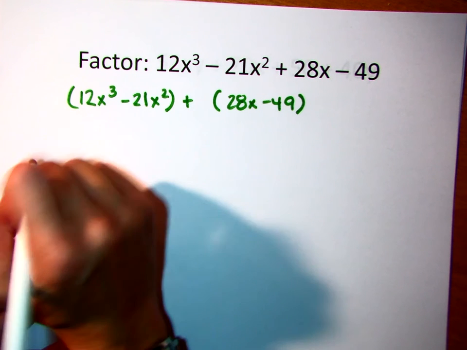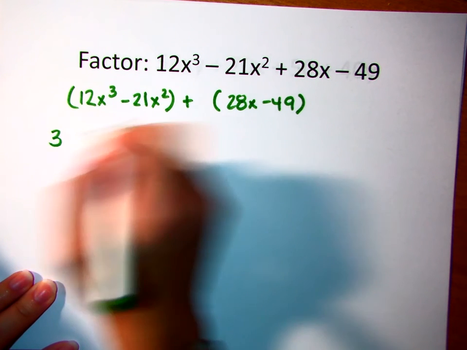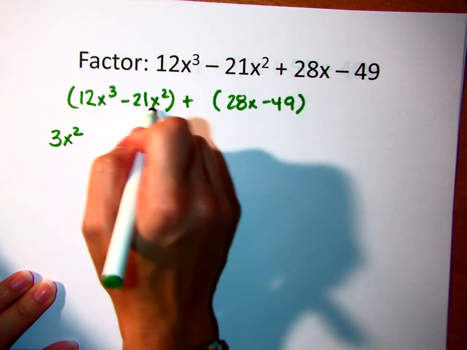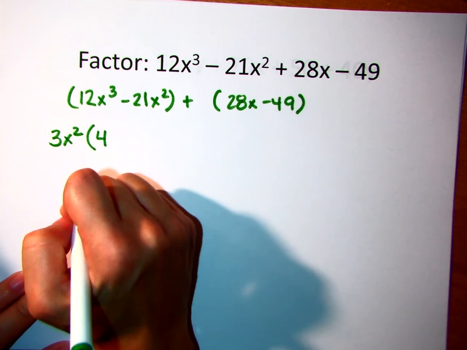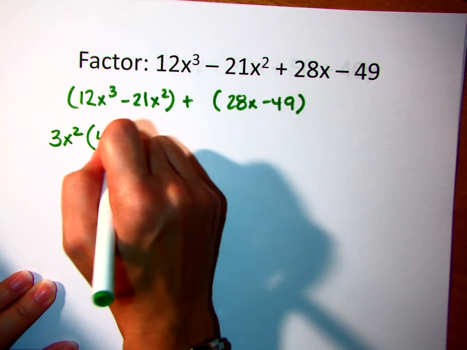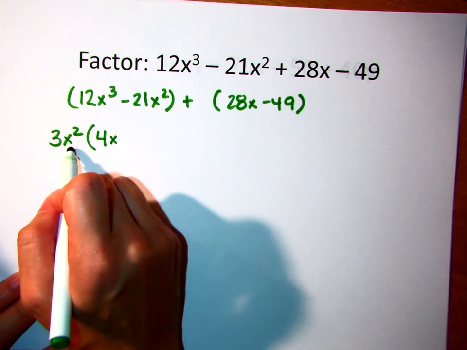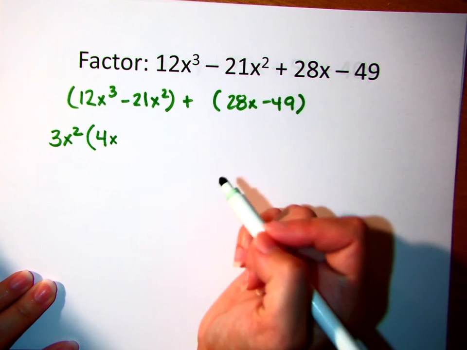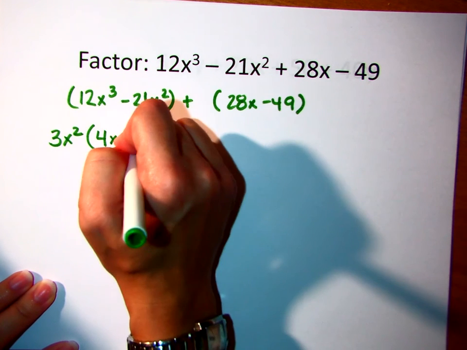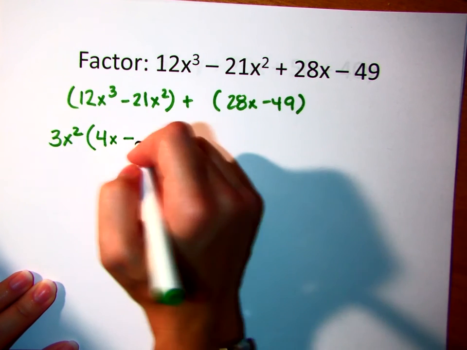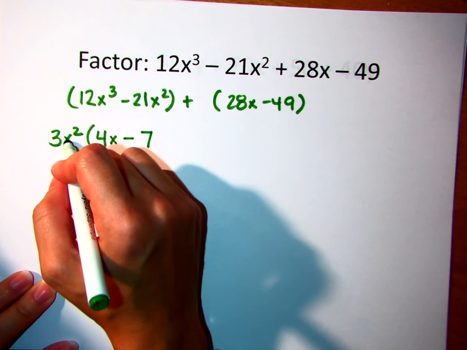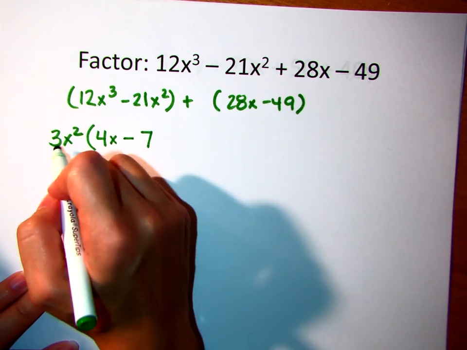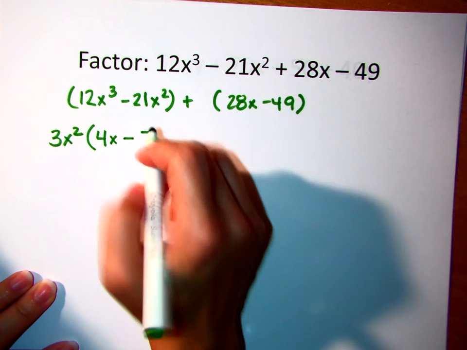Well, I can take a 3 and an x squared out of both of these terms. So 3 times 4 gives me that 12, and x squared times x gives me the x cubed. So now if I multiplied these back out, it would give me 12x cubed. Then I have, bring down the negative, 3 times 7 gives me 21, and since this already has an x squared, if I distributed here, I'd get 21x squared to match up here.